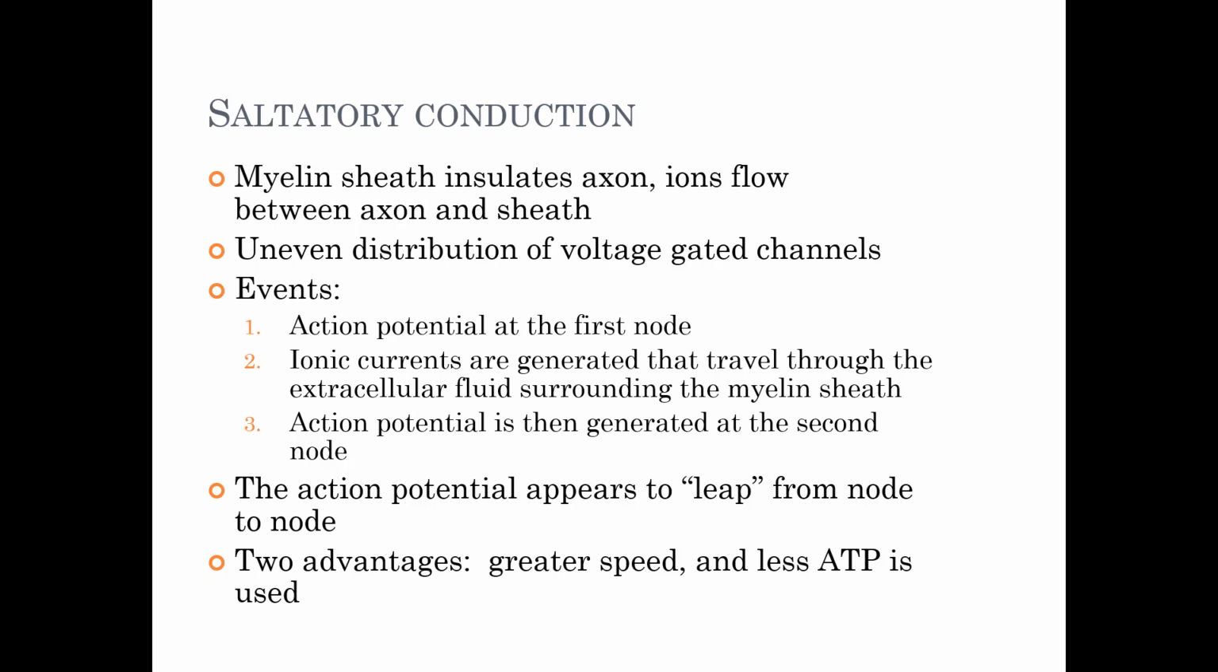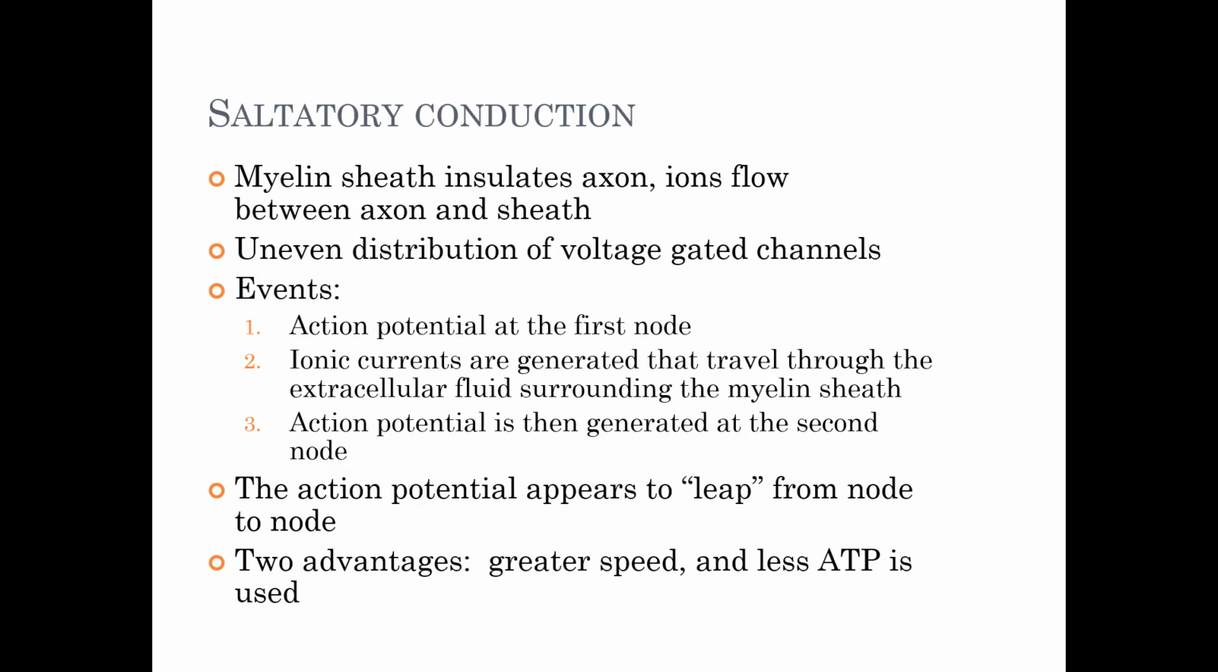Okay, so there are a couple of different ways that the action potential can be conducted. The way that is most efficient is called saltatory conduction, and saltatory refers to jumping. It is called saltatory because the action potential appears to leap from the space between two myelin sheaths to the next space between two myelin sheaths. So saltatory conduction only occurs in myelinated axons. Okay, so unmyelinated ones can't do this, but myelinated ones can.